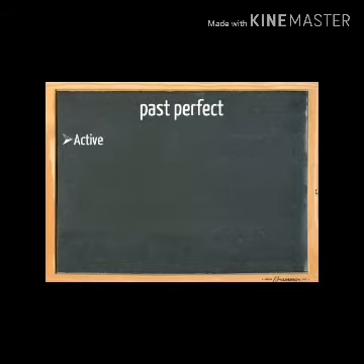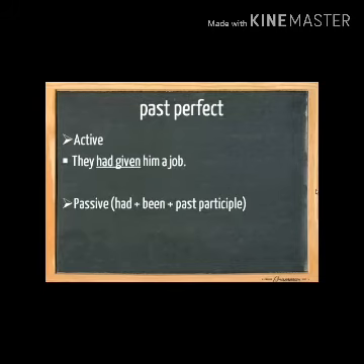The past perfect. The active past perfect: They had given him a job. And the passive, we use had plus been, just as in the present perfect, and a past participle. To give, gave, given. He had been given a job.